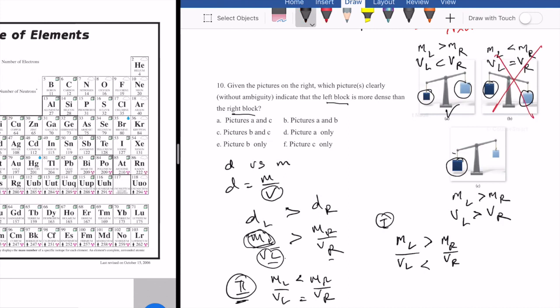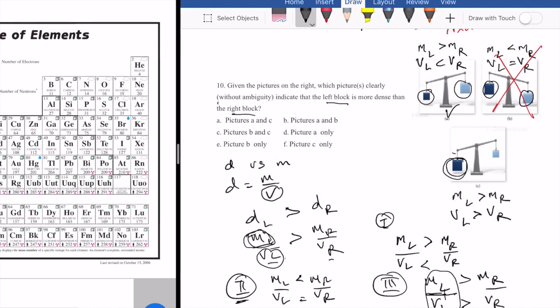Let's take a look at picture C now. The mass on the left is greater than the mass on the right. If you look here, the volume actually is greater also than the volume on the right. So if the volume is greater, that works the opposite way: the greater the volume on the left, the less dense that block will become. So in this case, we can't tell for sure, because we need to look at the actual numbers of mass over volume, and we can't just tell from the picture.